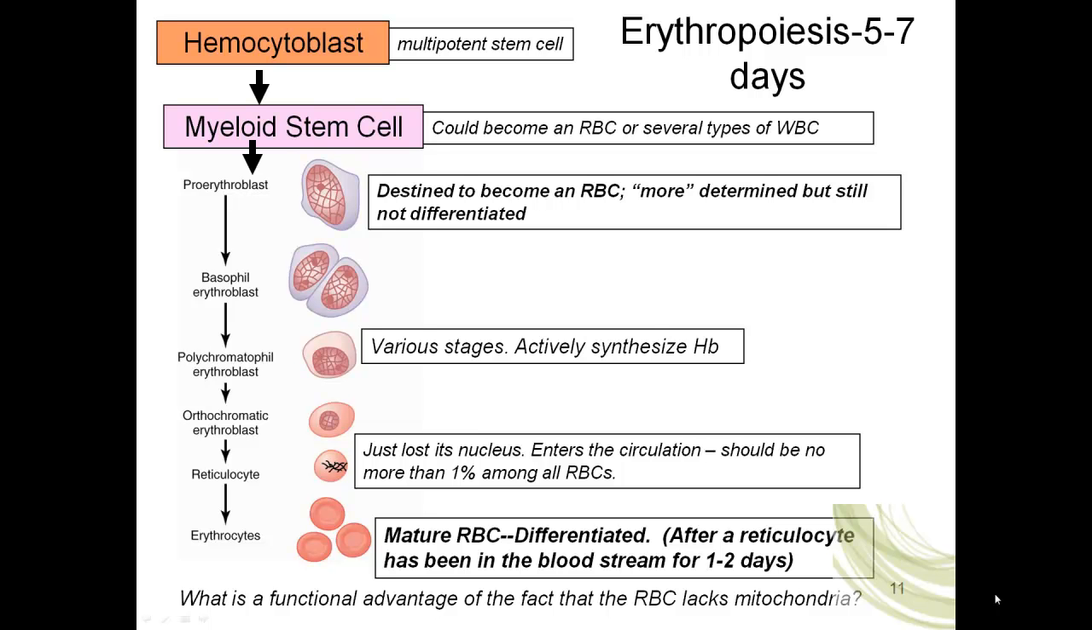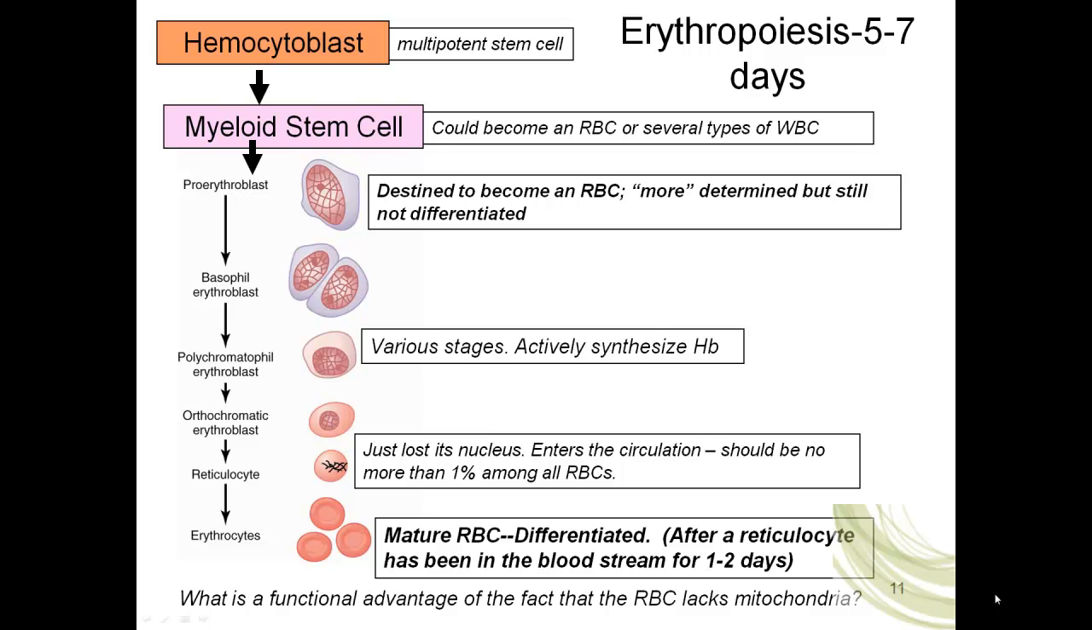Now, why would it be a good thing that red blood cells lack mitochondria? Well, their purpose is that they are transporting oxygen. Oxygen is found dissolved in our plasma, but it is also transported in red blood cells, specifically bound to the iron centers of our hemoglobin molecules.